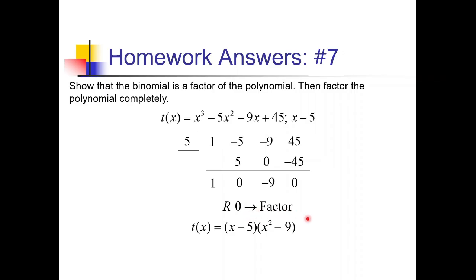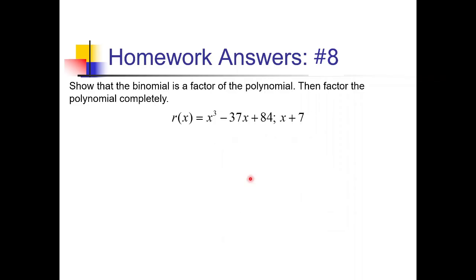So the question is, can we factor this x squared minus 9 a little bit further? This is a difference of perfect squares, so we definitely can. So we've got the x minus 5 that we initially got from synthetic division. We also have, now if we take some square roots, the square root of x squared is x, the square root of 9 is 3, so we have x plus 3 and x minus 3.